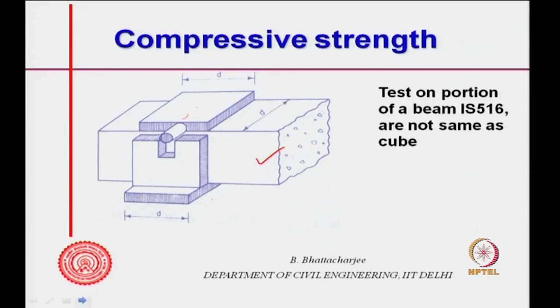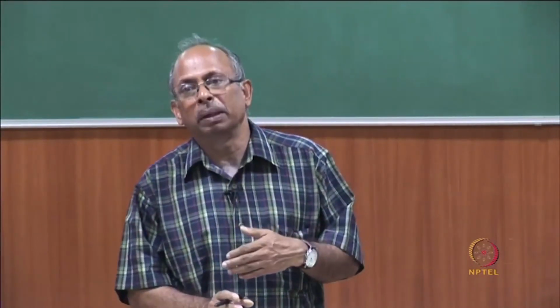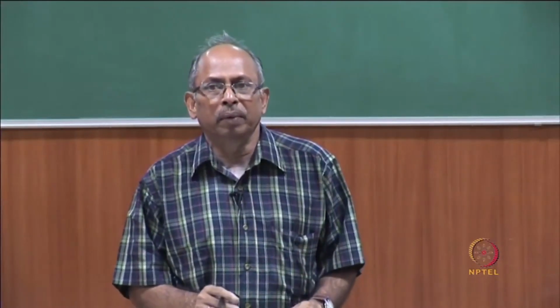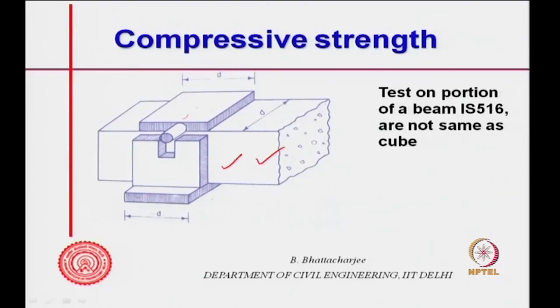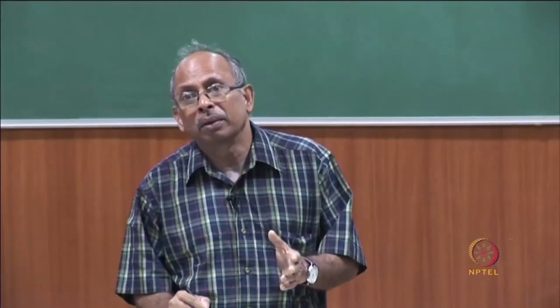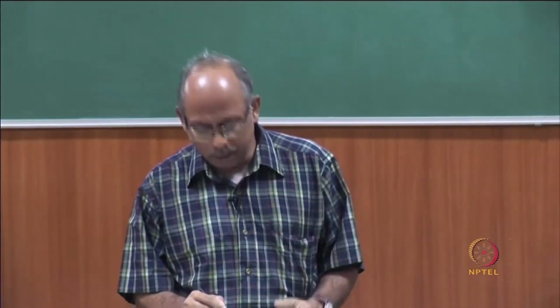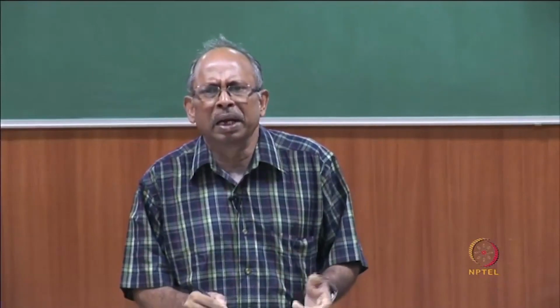Remember, these results are not the same thing. IS 516 gives a test on a portion of a beam which is not the same as the cube, and these two things are not the same. This gives you some strength, the other one gives you some other strength. But anyway, that is good enough for our purpose, because we are comparing relatively. So, compare the beam portion results only with beam results, and compare cube strength results only with cube strength results. Now, this is not so popular, while the cube is very popular. The cube is the most popular and commonly used. This is rarely used actually.